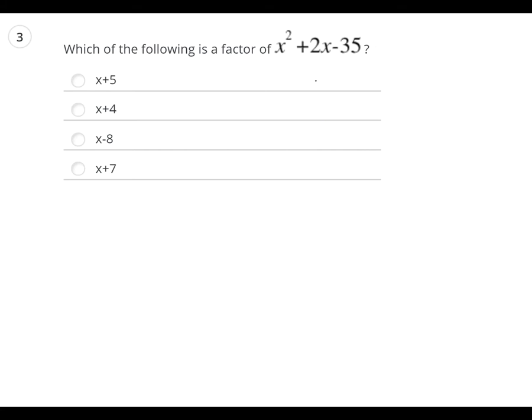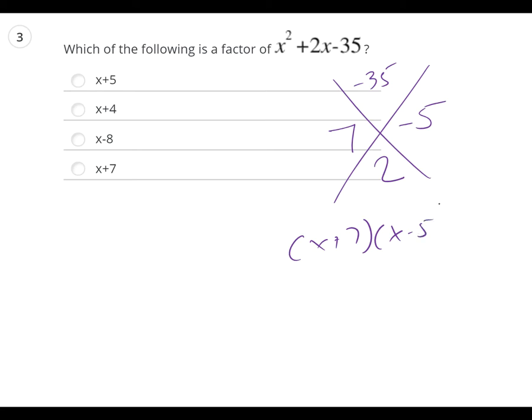Alright, what do I have to do with this thing here? Alright, what do we get in the top? Negative 35 and the bottom 2. What happens? We need numbers that multiply to negative 35 and add to 2. 7 and 5. Which one has to be negative? 5. So we've got x plus 7 times x minus 5. So it's looking like this one here, right?